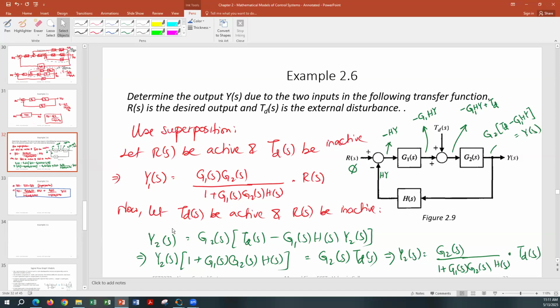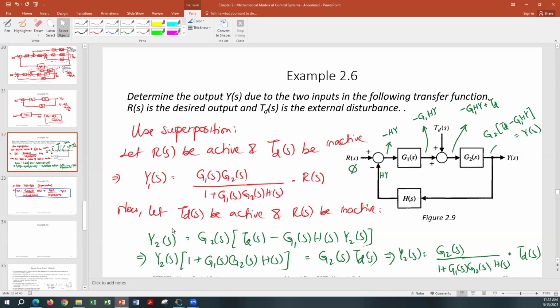I'm using the same thing. Basically, I'm saying if you have only R in the system, then the output I'm going to assign a variable Y1 because of R. And if I have only TD, then my output I'm going to assign a variable Y2. So Y2 is only because of TD, Y1 is only because of R. And the complete output is going to be the sum of both, Y1 plus Y2. That is both because of R and TD. If there's a confusion, if there's something else, then I can answer that.